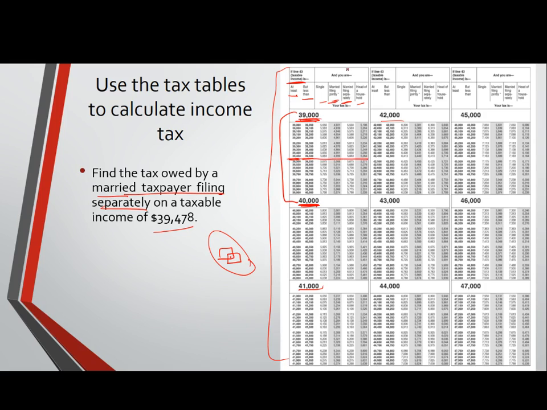And they are married filing separately. So I'm going to use this column. So it's going to be this number right here, which is 5,663. So that's the tax owed. So this is one way to calculate your taxes, is just to use these tax tables. It kind of gives you a good idea of what your income tax would be. If they file jointly, then it would be 4,999, I think that says. Hard to see.